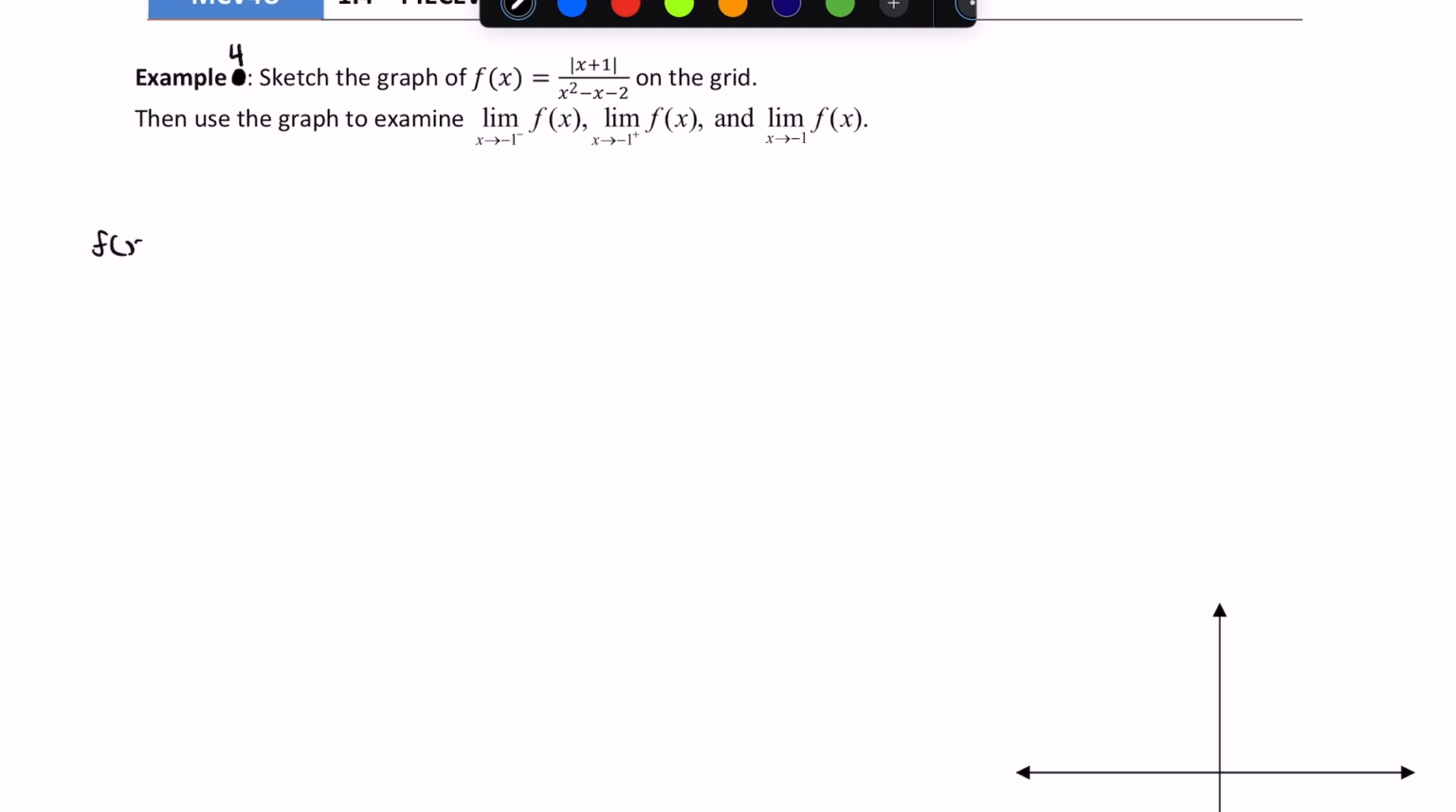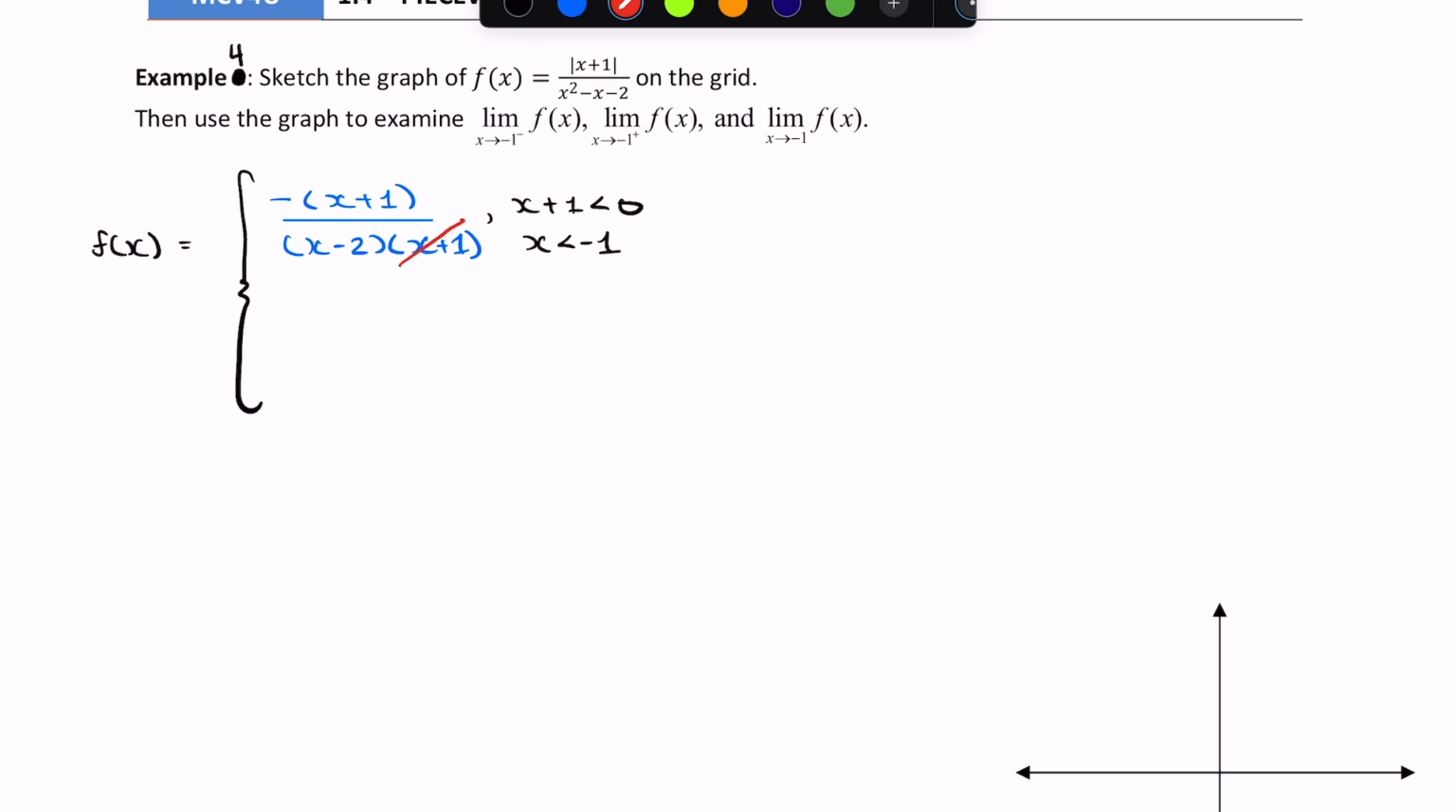So here we have f of x is equal to, again, we'll look first at when x plus 1 is less than 0. So here, x plus 1 is less than 0, or x is less than -1. Looking from that parameter, we now understand that's going to be negative x plus 1 over, as we saw from the factors, x minus 2 times x plus 1. So we see here that x plus 1 can cancel out. And so we know that x is equal to -1 is going to be a hole. So x is equal to -1 is going to be a hole.